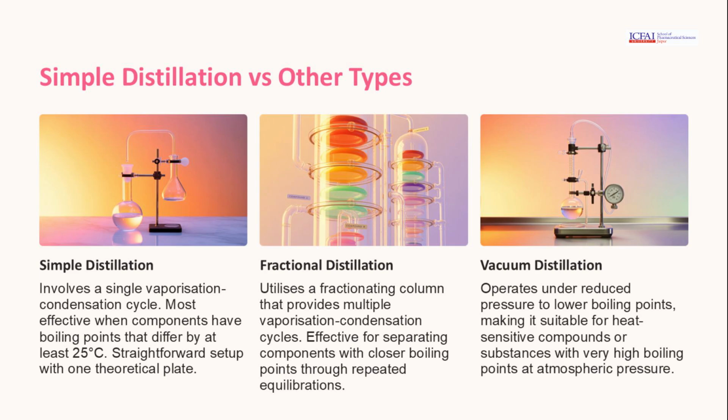Simple distillation involves a single vaporization condensation cycle, effective when components have boiling points differing by at least 25 degrees Celsius. Fractional distillation uses a fractionating column for multiple cycles, suitable for closer boiling points. Vacuum distillation operates under reduced pressure, ideal for heat-sensitive compounds or substances with very high boiling points.